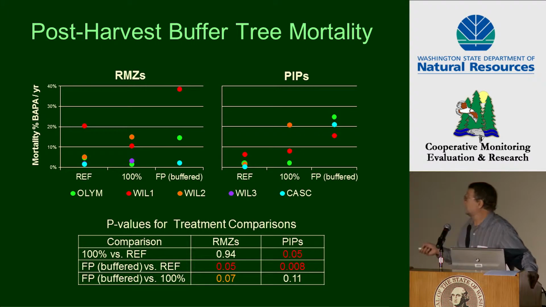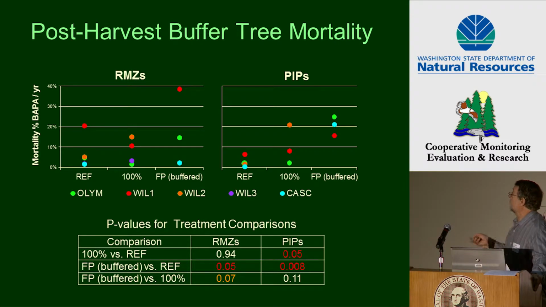So for the RMZs, you can see that there was a fairly similar pattern for the reference and the 100% treatment sites. But the forest practice buffers had a lot more variability and some much higher values. In the PIPs, there was more evidence of a gradient in response with the lowest values and the least variability in the reference sites, more variability and higher values in the 100%, and then the highest values in the forest practice buffered sites.